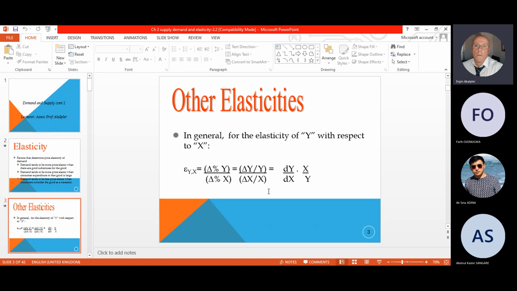In general, for the other elasticities, where the price of something changes to affect the demand of the others, it is going to represent delta y to delta x. This is delta y divided by y, divided by delta x divided by x, and then upside down, delta y over delta x.